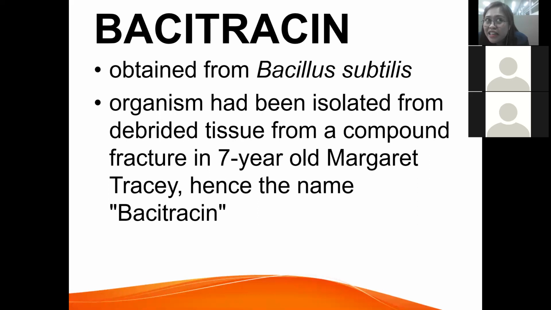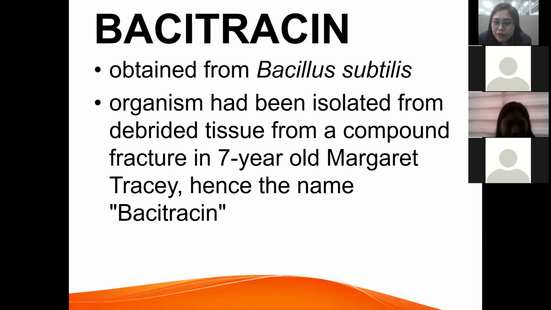She was a 7-year-old girl na nagkaroon siya ng fracture. Tapos dito sa iyang debrided tissues from the fracture, dito nakuha si Bacillus subtilis and dito na isolate si bacitracin. So, ang board exam question ginha nila na nakita kasi sa pagkaroon ng fracture ni Margaret Tracy. So that was actually an open wound na fracture.